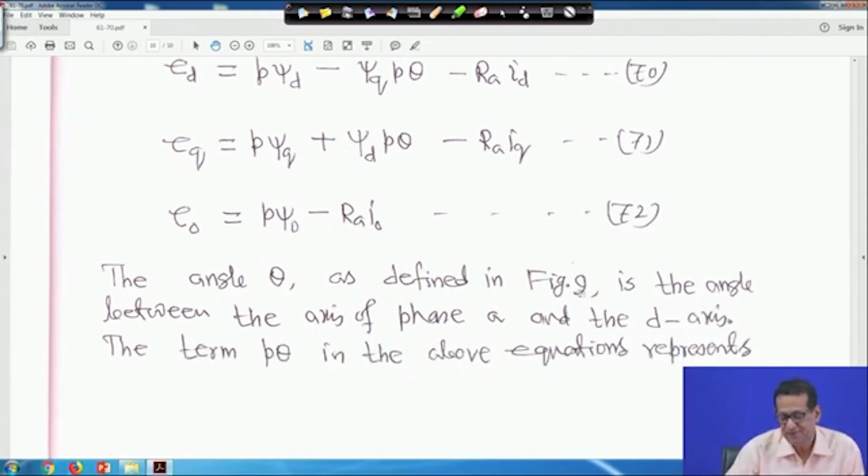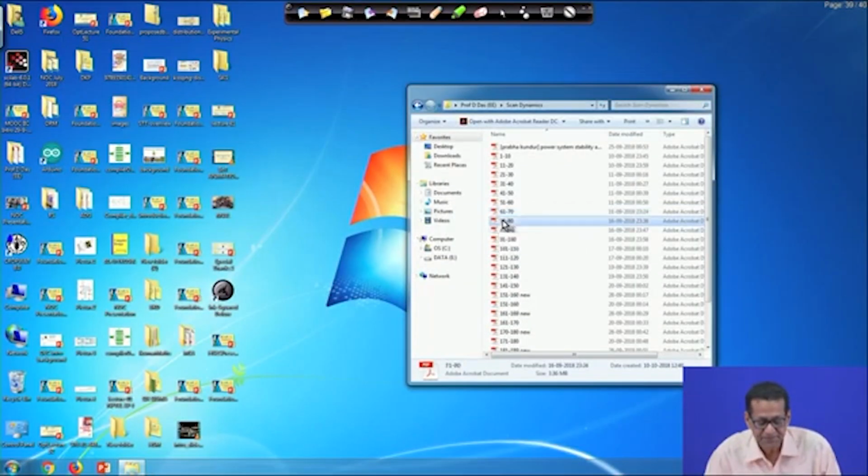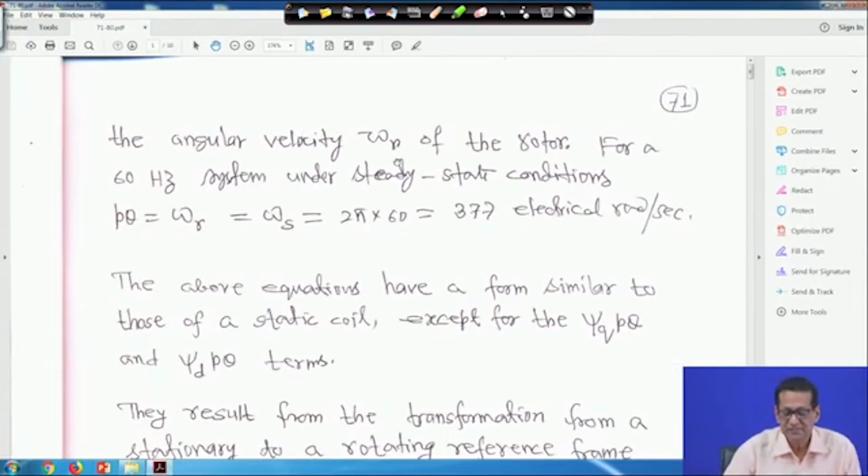So, the angle theta is as defined in figure 9, which I told you earlier, where everything is drawn: the angle between the axis of phase A and the d axis. The term p theta in the above equation represents the angular velocity of the rotor, that is d theta upon dt equals omega r, and omega r will be omega s because it is a synchronous machine. So, for a 60 Hz system under steady state condition, p theta, which is omega r, is equal to omega s, because both are the same. So, it will be 377 electrical radians per second.